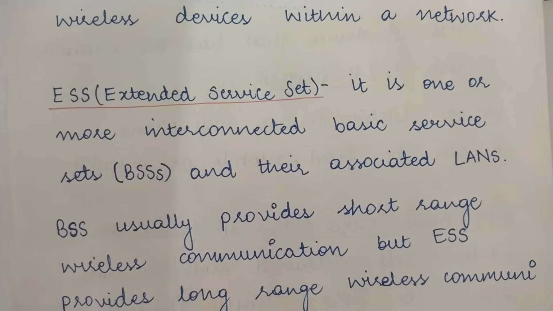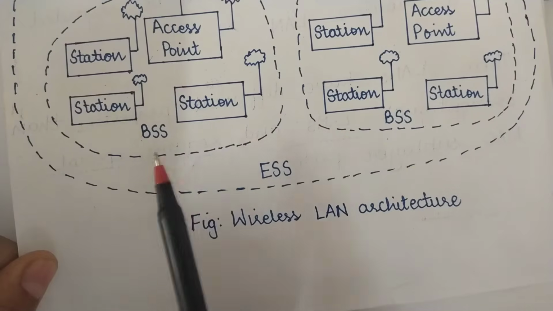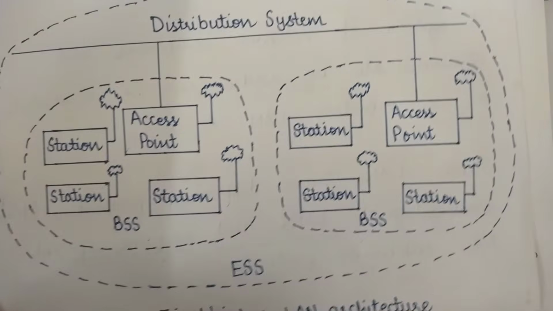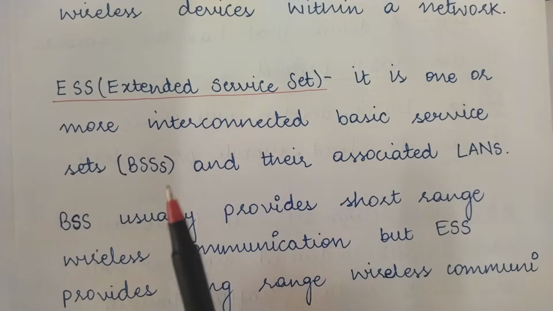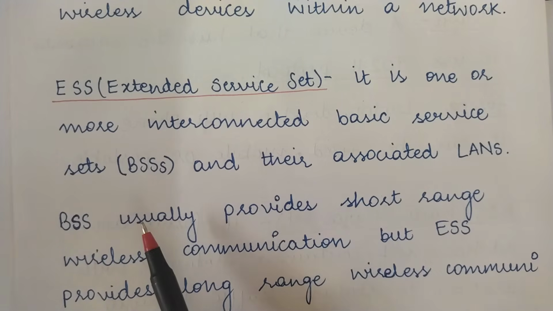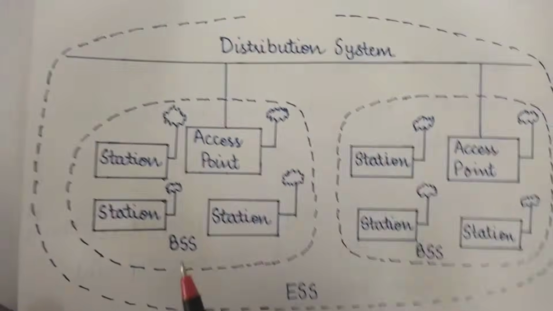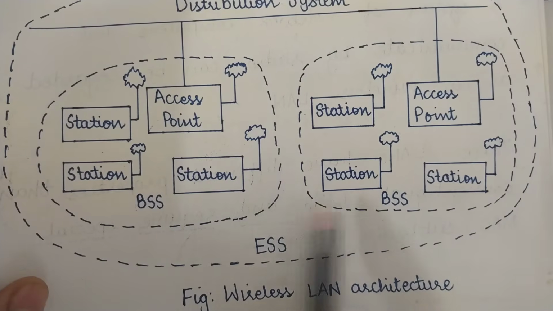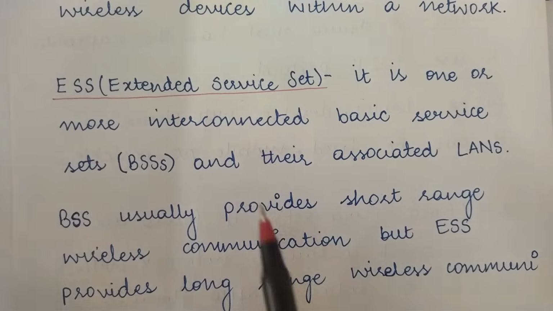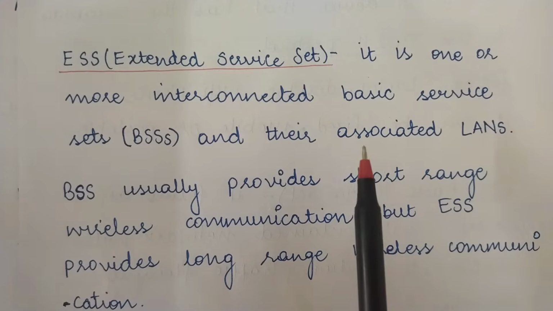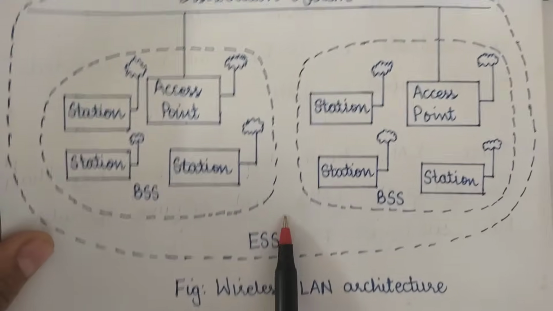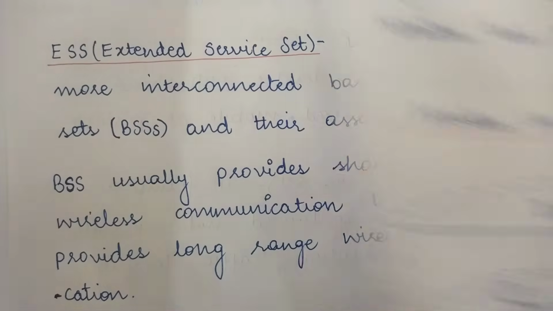So next, moving on, what is the ESS? Now here you can see there are two BSSs and outside it is the ESS. So what is this ESS? This ESS is basically one or more interconnected basic service sets. Like here you saw there are more than one BSS, it could be two, it could be three. So basically, one or more interconnected basic service sets, or BSSs, and their associated LANs. More than one interconnected BSS and their associated LANs form an extended service set, which is known as the ESS.